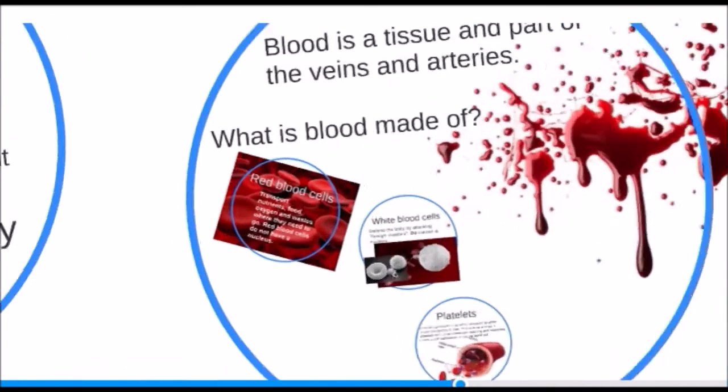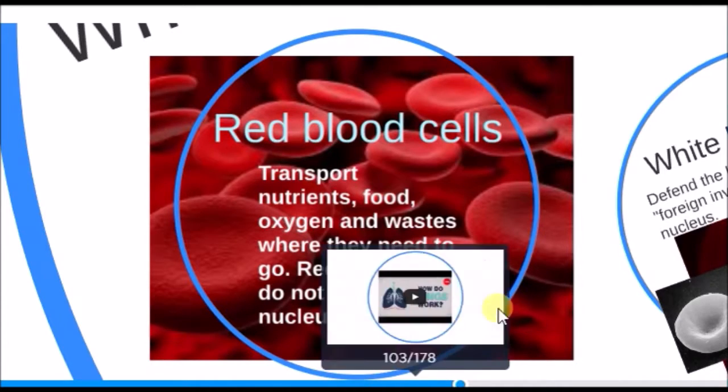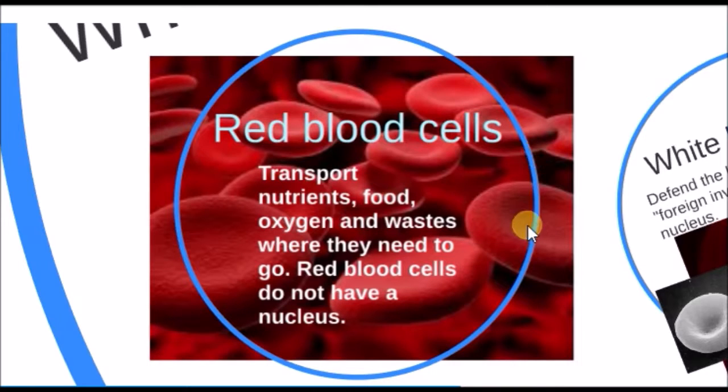So a lot of times people wonder what blood is actually made of. So we've got different types of blood cells. So we have red blood cells. Now those are primarily responsible for the transport of the nutrients, the food, the oxygen, the wastes. And it takes everything where it needs to go. Chemicals will bind to these red blood cells you can see here in this background image. The one weird thing about red blood cells is they have no nucleus.